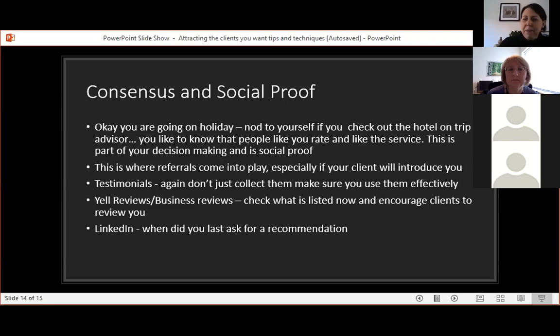So think about that social proof. Think about where you go for social proof. Think about what you would need to make that decision, and make sure that those parts are there for your customers as part of their journey, to be able to get that information to help them want to come to you.